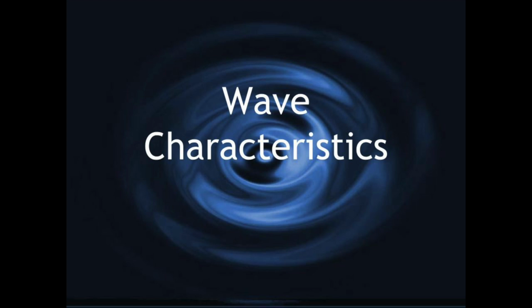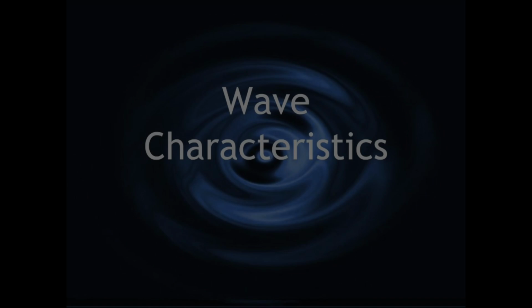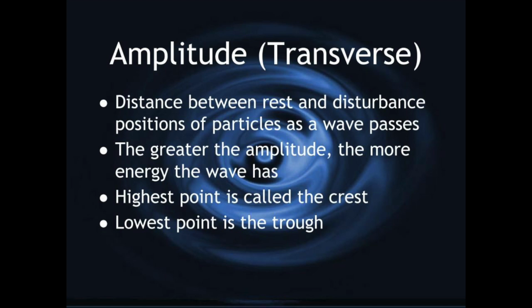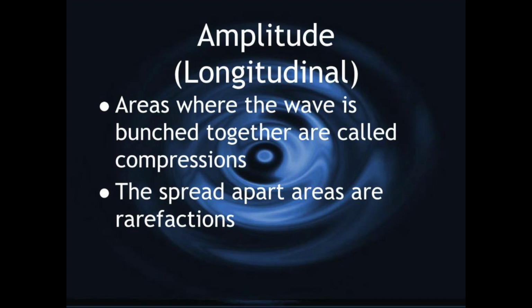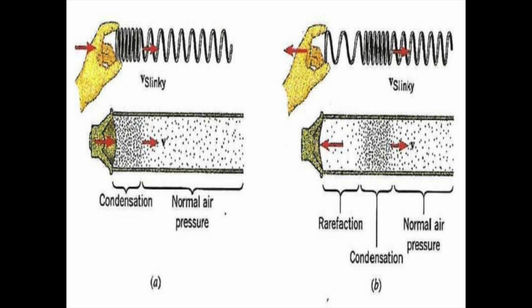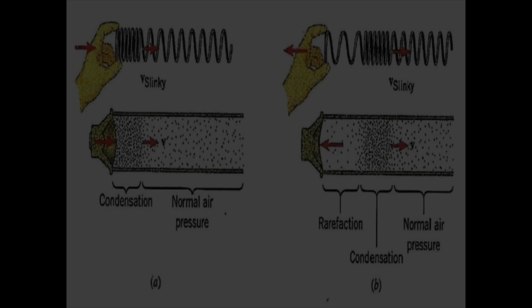Next, we'll talk about the characteristics and parts of transverse and longitudinal waves. The first is amplitude. In a transverse wave, this is the distance between rest point and the peak of the wave. The higher the peak, the more energy the wave has. In a longitudinal wave, that amplitude is seen in the compression of the wave. How much the wave is compressed tells us how much energy is in that longitudinal wave.